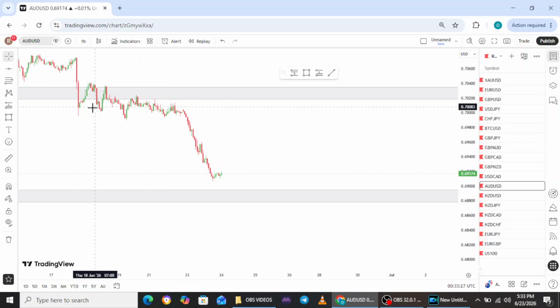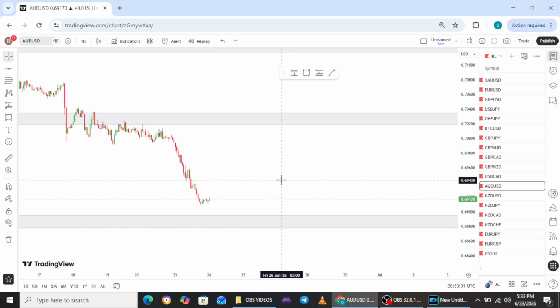Okay, this market is close to the major support, but I really don't like the price action. I don't like the price movement. So I'll wait for a level of consolidation before I consider trading this pair. Okay, so I think let's move to the next pair, but I'll do that in a different video.